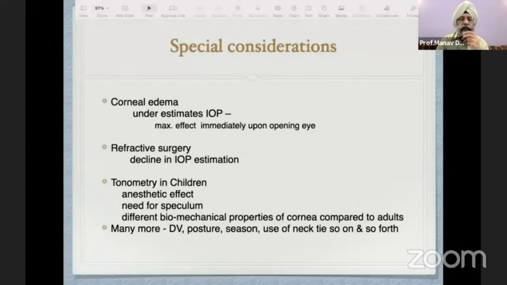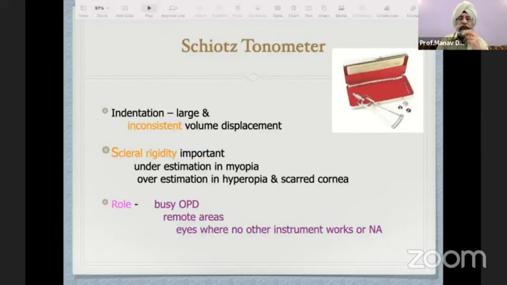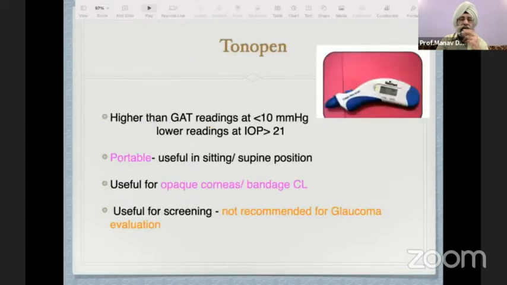There are a few other considerations like corneal edema, refractive surgery, and tonometry in children, and many more factors which affect intraocular pressure measurement, which include diurnal variation, posture, season, use of a necktie, and so forth. We'll not go into details of indentation tonometry, but we'll go into all the applanation varieties.